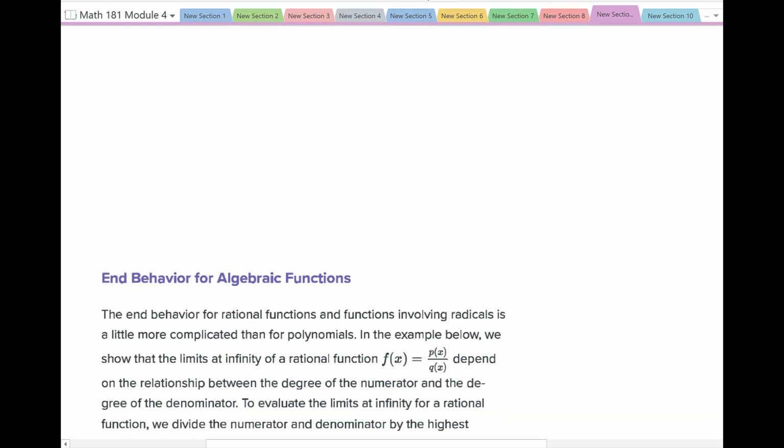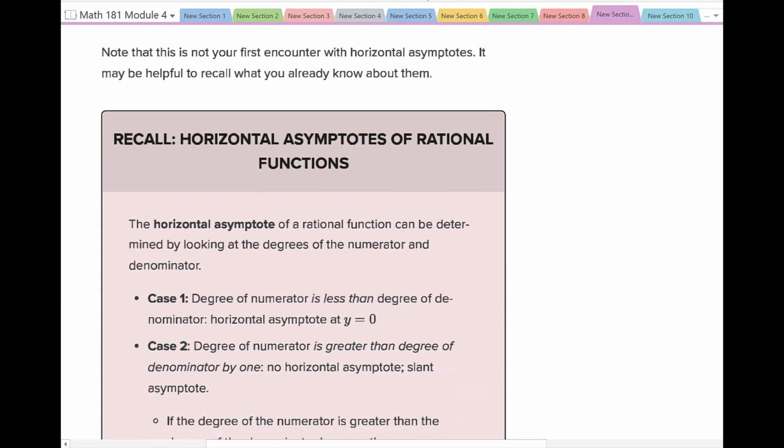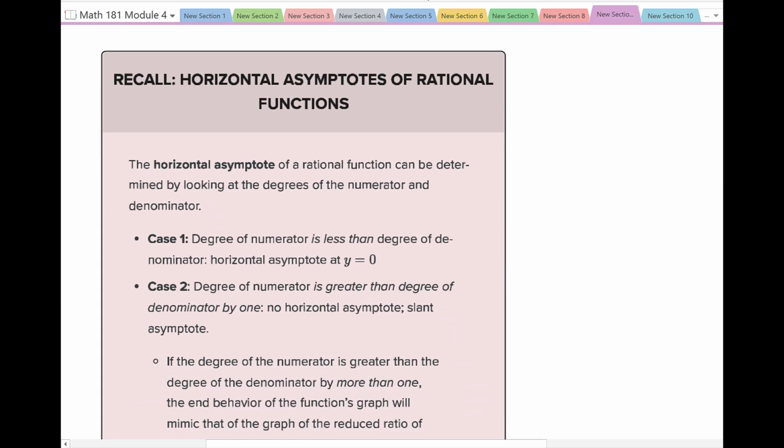Now let's look at horizontal asymptotes of rational functions. A horizontal asymptote of a rational function can be determined by looking at the degrees of the numerator and denominator. Case 1, the degree of the numerator is less than the degree of the denominator, so we have a horizontal asymptote of y equals 0. That's because the denominator gets bigger much faster than the numerator, and it overpowers it.